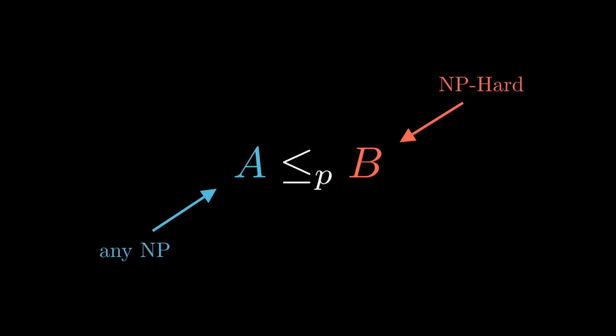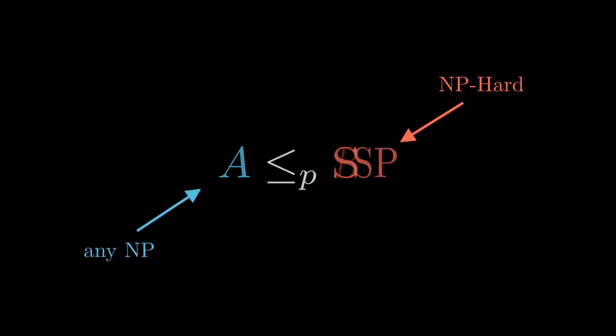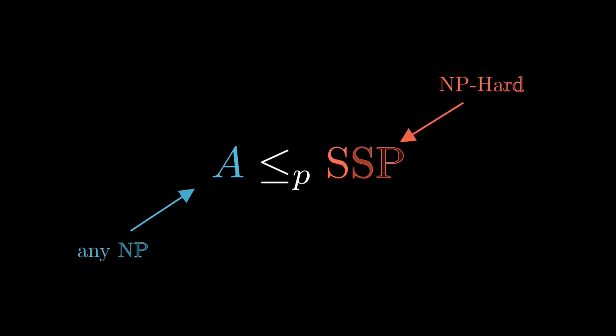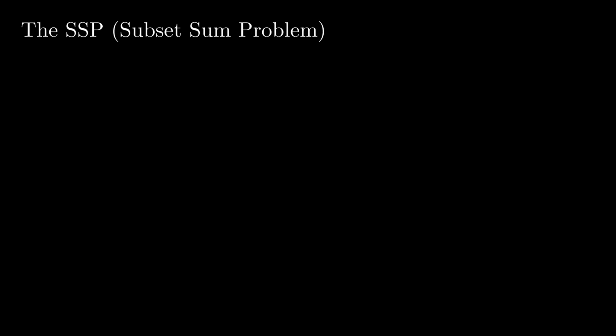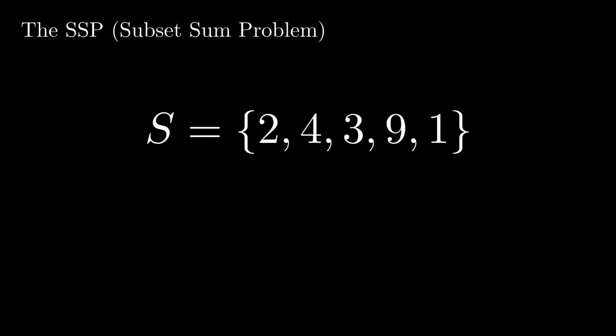A classic example of an NP hard problem is the subset sum problem, or SSP. And the way this works is we're given a set and a target sum. And our goal is to find a subset of numbers in the set that all add up to our target sum, which is pretty simple.